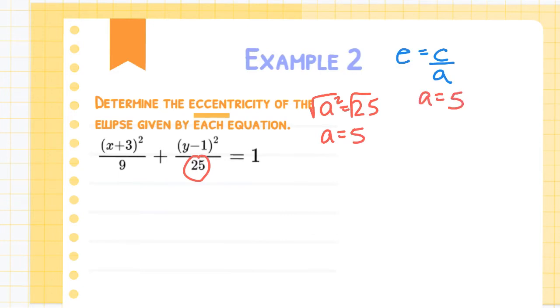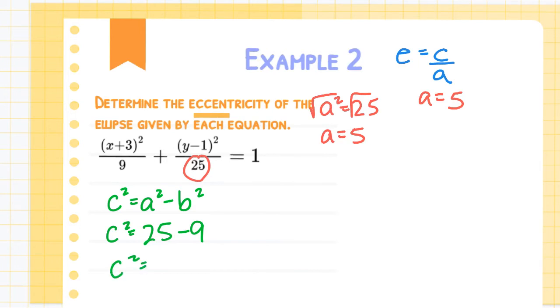We also can determine C by using the C squared equals A squared plus or minus B squared formula. C squared equals, remember, A squared is 25, and then B squared is 9, because B squared is our smaller denominator. So C squared equals 25 minus 9, which is 16. Square root both sides, and C is 4.